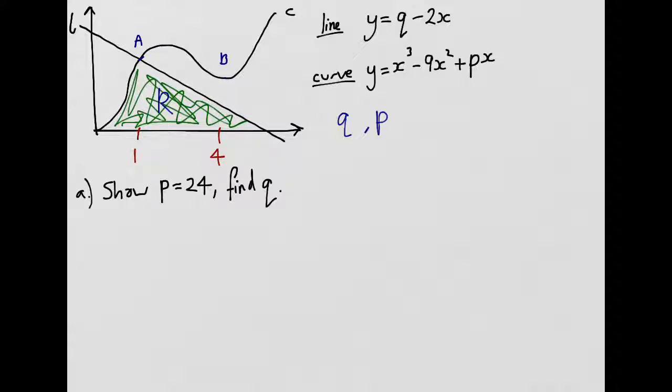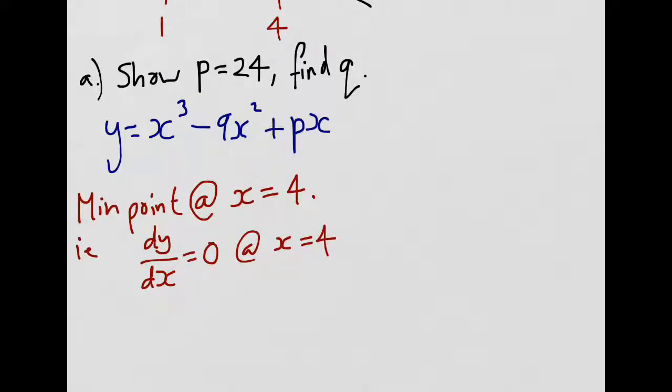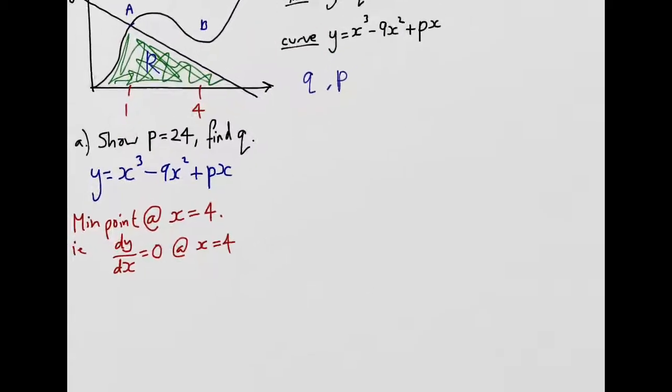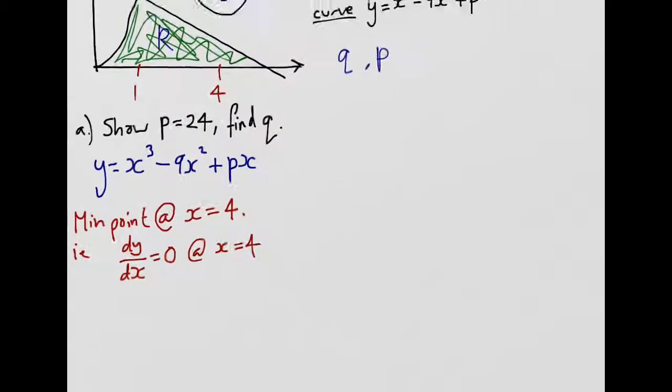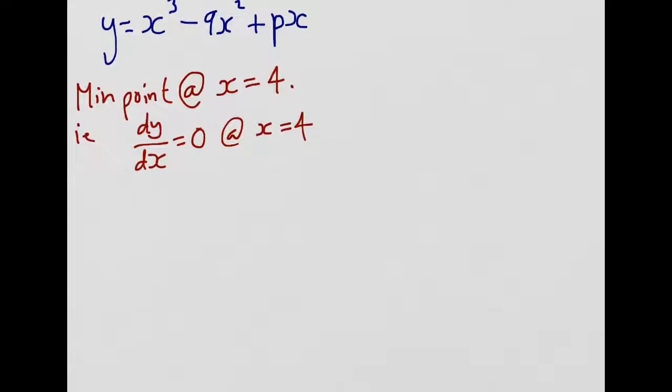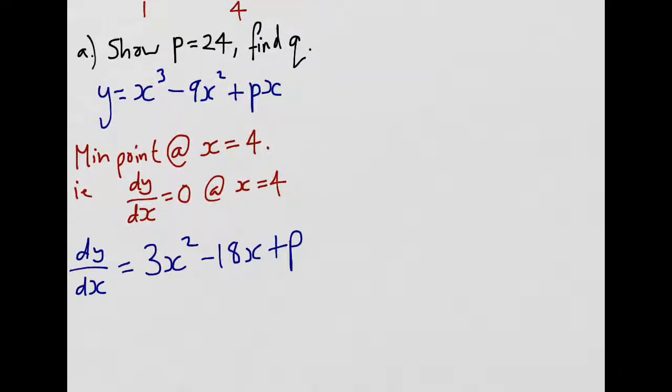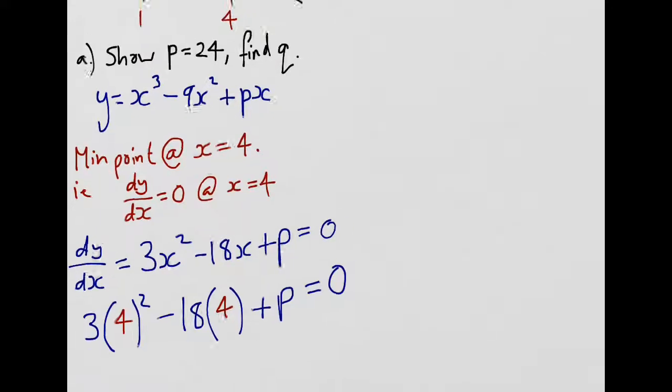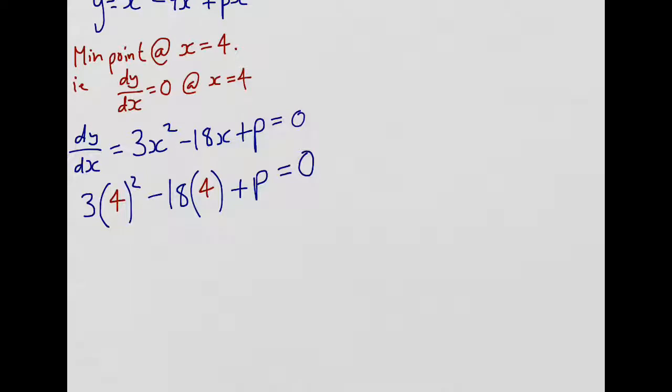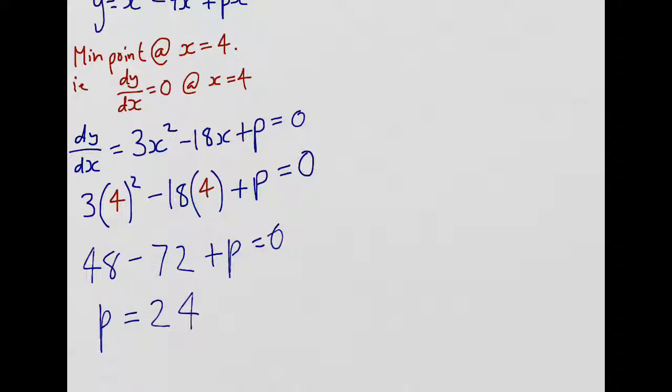So let's go through that then. What they've said is the minimum point is at x equals 4. So they've told us the gradient, dy/dx, is 0 when x is 4, and we're going to use those two bits of info to solve this one. There's our differential. We're going to set that equal to 0, plug in x equals 4, and then solve that for p. So there we go. If we evaluate that, we can find that 48 minus 72 plus p equals 0. With a bit of rearranging, we can show that p equals 24, which is what we wanted.